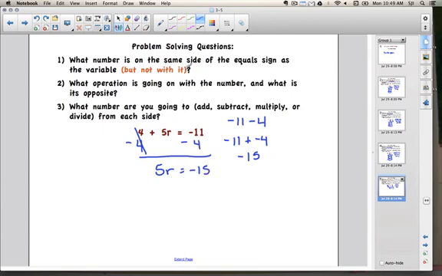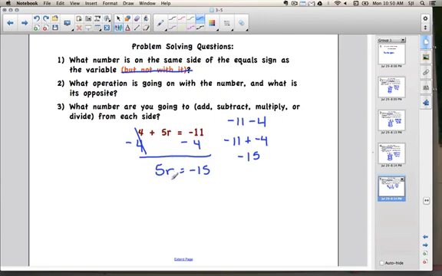So I'm going to bring the negative 15 down here. Now I'm going to go through these 3 questions again, but this time I'm not going to ask myself the orange part. What number is on the same side of the equal sign as the variable? The 5 is on the same side. What operation is going on with that number and what's the opposite of it? Since there's no operation sign between these two, that means that we're multiplying, and the opposite of multiplying is to divide. What number are you going to add, subtract, multiply, or divide from both sides? We're going to divide by 5 on both sides.